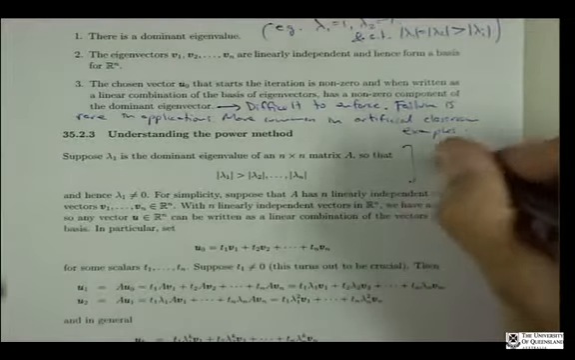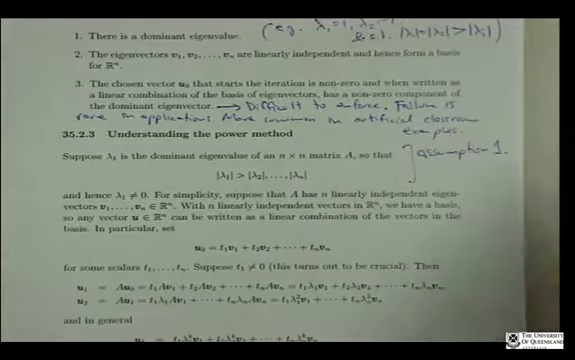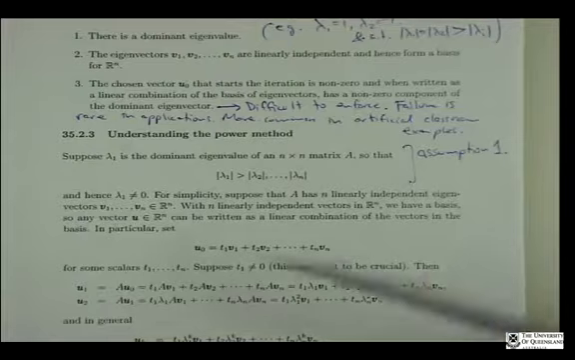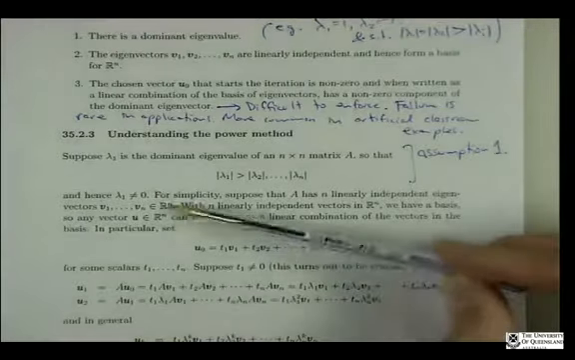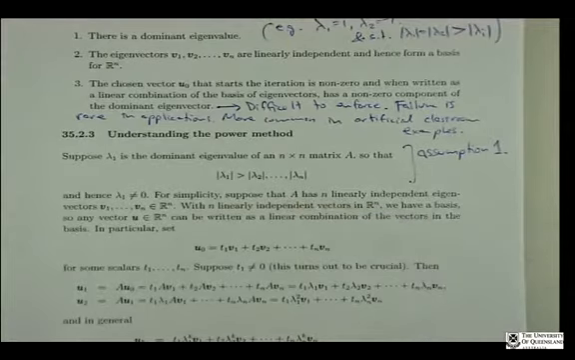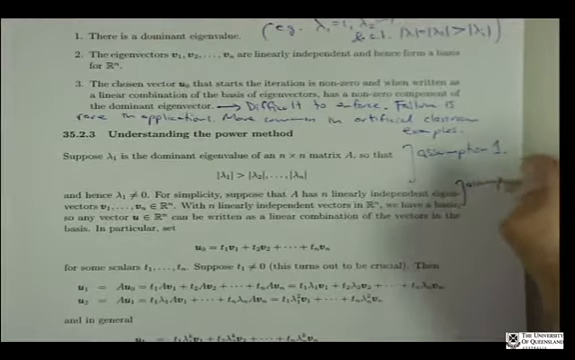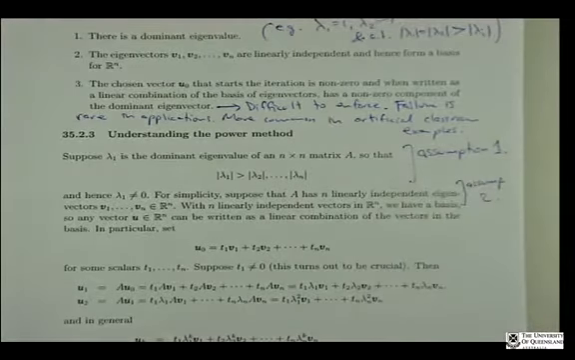This is just another way of stating assumption number 1: assume there is a dominant eigenvalue, and it's non-zero. Also, for simplicity, we suppose that the matrix has n linearly independent eigenvectors, since it's an n by n matrix. This is assumption number 2. We're assuming that any vector with n entries can be expressed as a linear combination of the eigenvectors; in other words, we're assuming the eigenvectors form a basis.